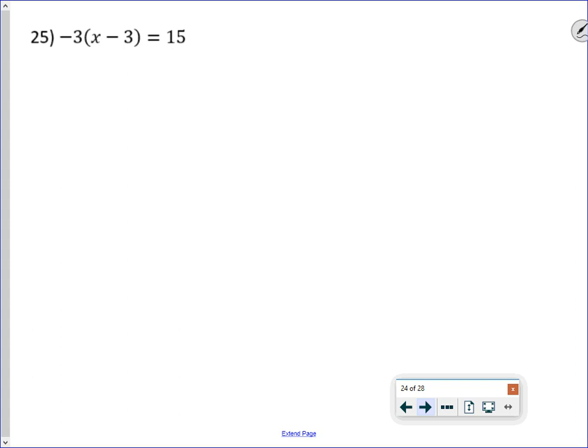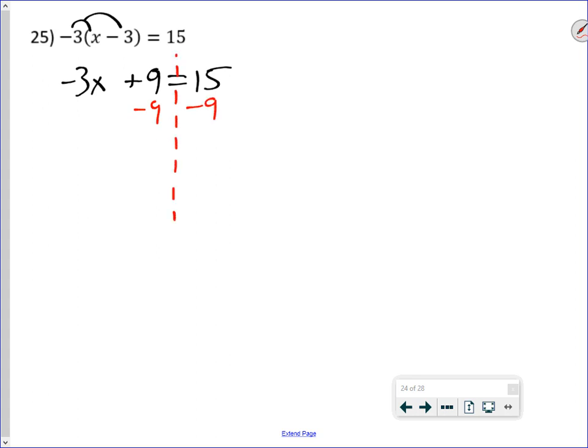Once again, we're distributing, but we're distributing a negative, so be careful. This will be -3x plus 9 equals 15. So we're going to subtract 9 from both sides. A lot of people like to write their dotted line down here for both sides of the equation. You get -3x equals 6. Divide both sides by -3, and you get x equals -2.